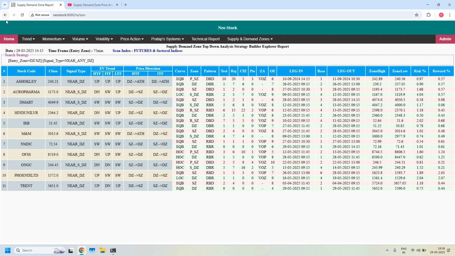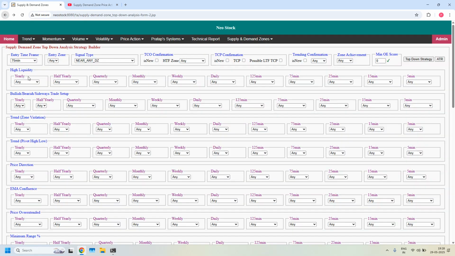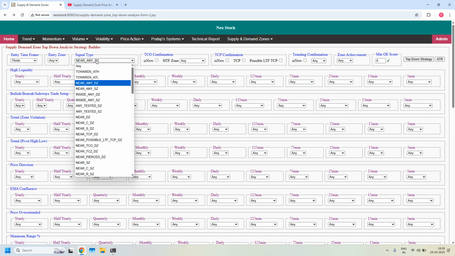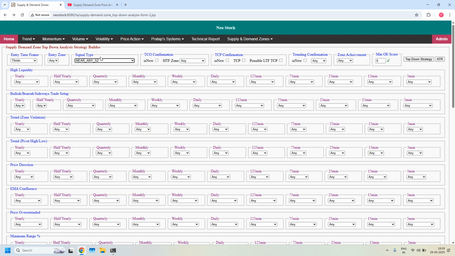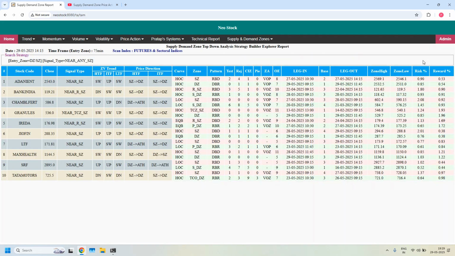Okay, next, for the 75 minutes time frame, let us find the stocks near to the 75 minute supply zone. We got 10 stocks. Let us identify 75 minutes high liquidity supply zones from this list.